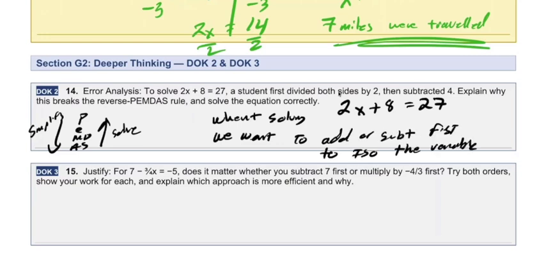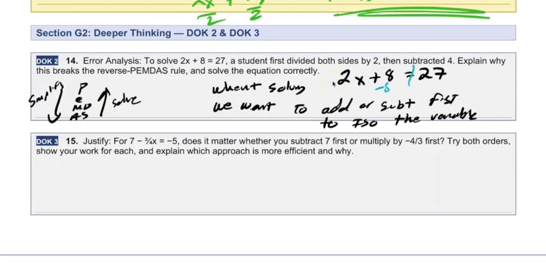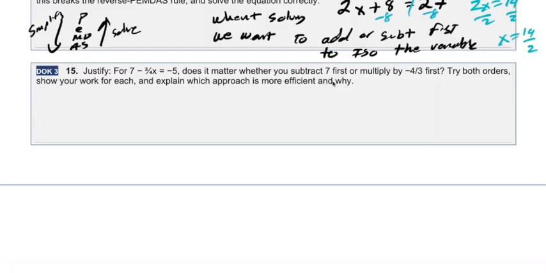Okay, so like that. Explain and then solve correctly. So I have to solve it correctly. Minus 8, minus 8. Oh, it's gonna be a fraction. 2x equals 19, divided by 2. X equals 19 over 2. I feel like we might have done that problem already, just without the words.